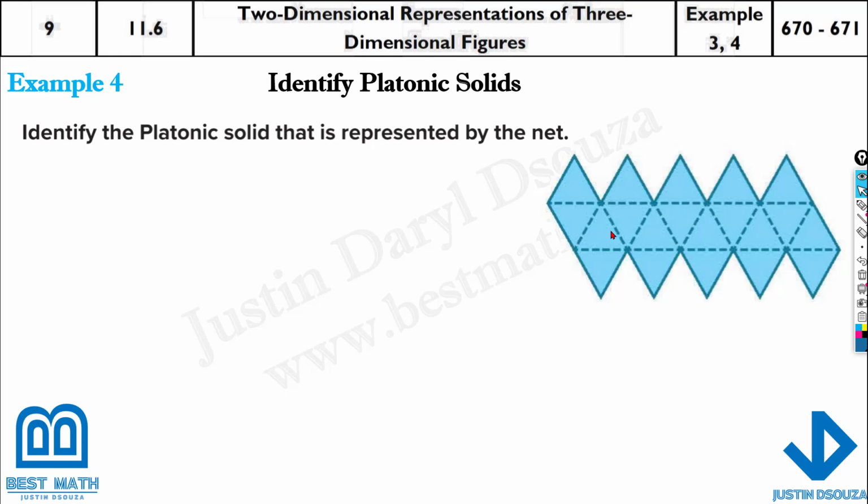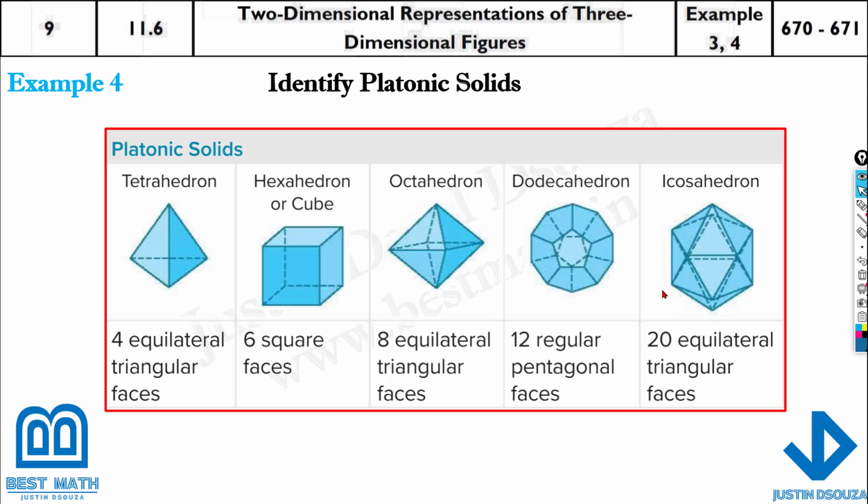In your exam, you just have to select the correct answer, so it'll be very easy. Look at this. Identify this platonic solid. Count how many equilateral triangles are there. 1, 2, 3, 4, 8, 4 5s are 20. So it's icosahedron. We just now saw 20 equilateral triangles.